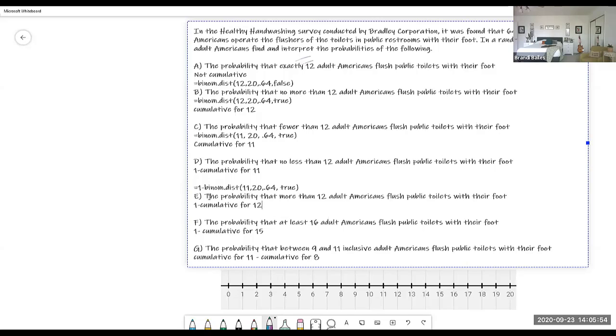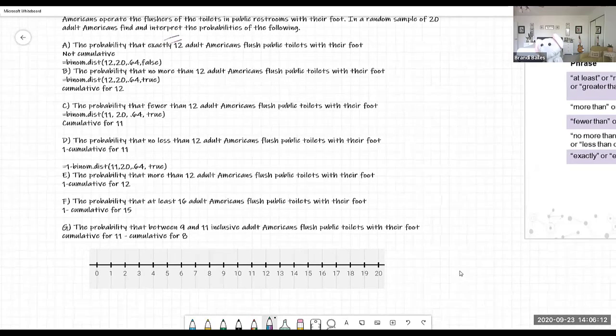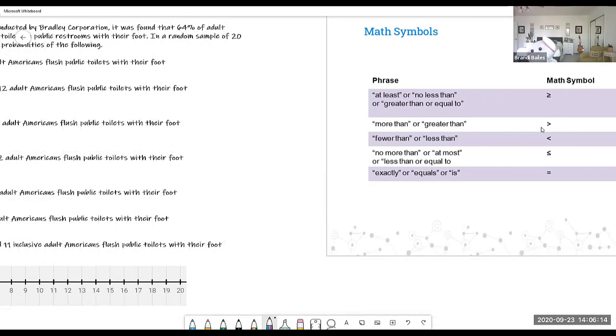So now E, the probability that more than 12 adults. Oh man, that sounds really familiar. Oh, that's just like B. B said no more than 12. E said more than 12. Let's see, more than. Let's go look at our cheat sheet. More than, that's a greater than.